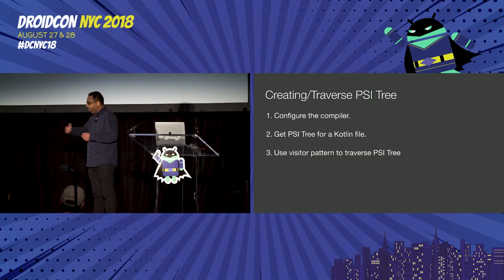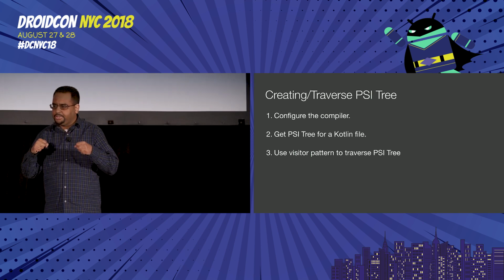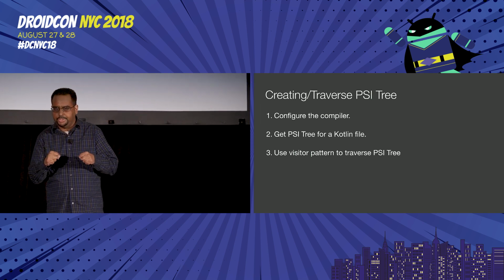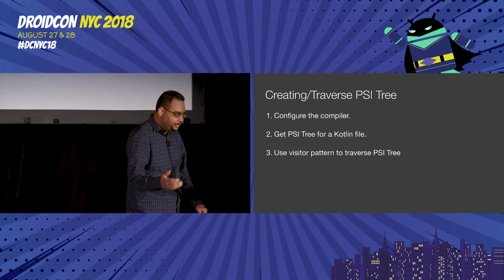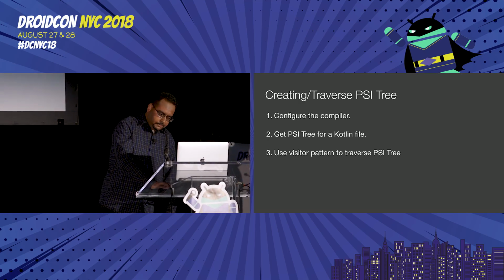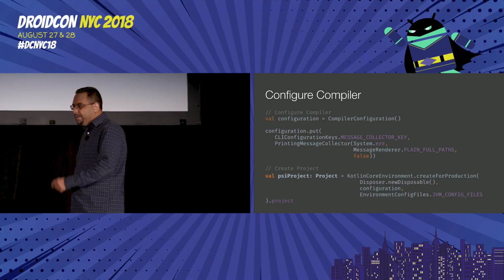How do you tell the compiler, here's the Kotlin source file, give me a tree? How do you use the API? And how do you traverse that tree? I need to know how to traverse that tree in order to analyze it, in order to figure out code smells in your Kotlin source file. So the first step to building this tree, this is what Detekt does.